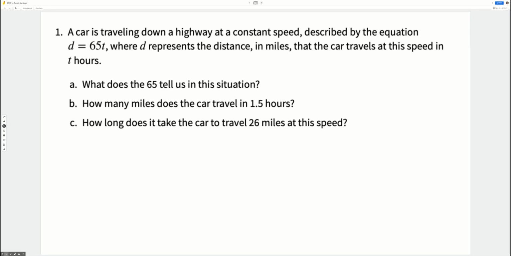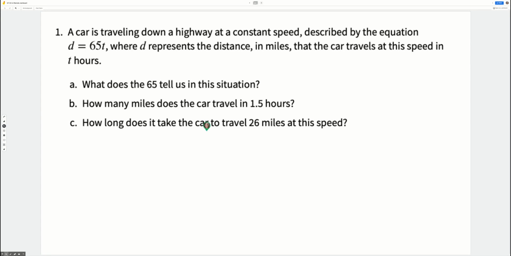Let's start with number 1. And to find this problem, you'll want to go in your book to page 51. I will move to mine as well. Practice problem number 1 says, a car is traveling down a highway at a constant speed described by the situation d equals 65t, where d represents the distance in miles that the car travels at a speed in t hours. So the question is, what is the 65 representing in this problem?